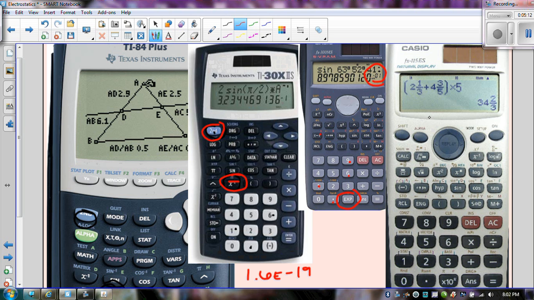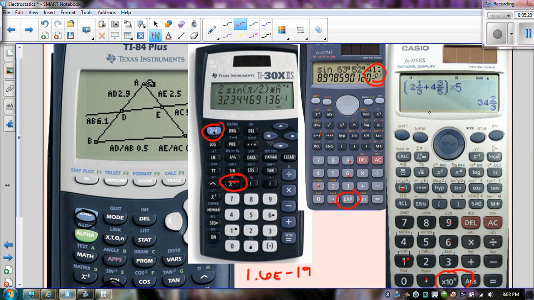And then for the final Casio calculator right here, you're going to hit 1.6, and then the button you will hit is this one right down here, the times 10 to the x. Times 10 to the x, and then it'll ask you for your exponent, hit the negative button, and then hit 19.